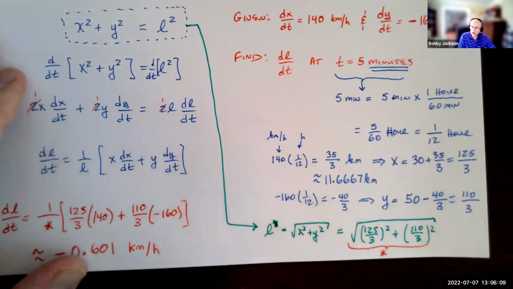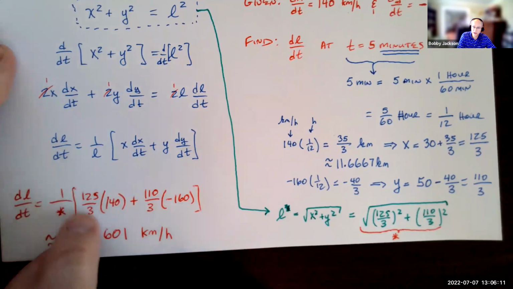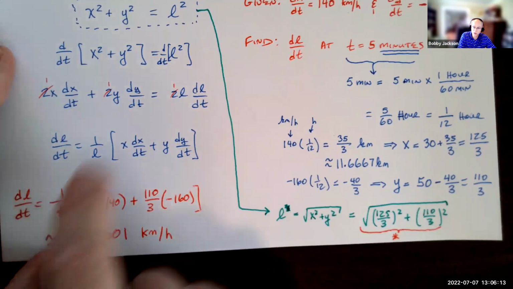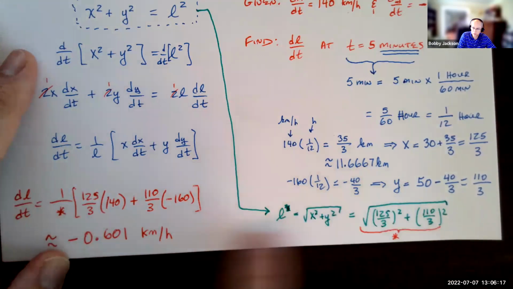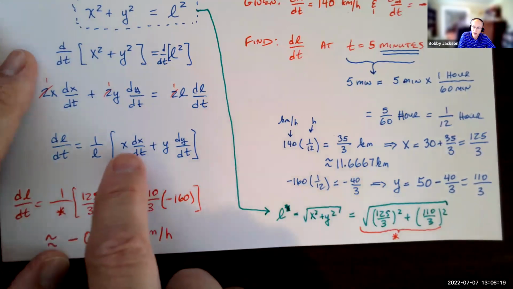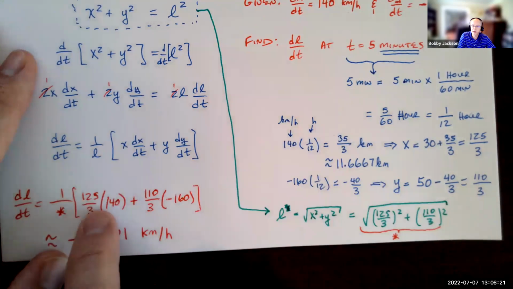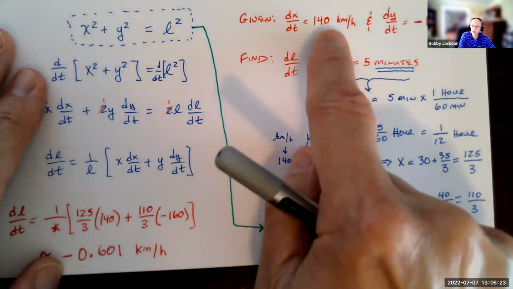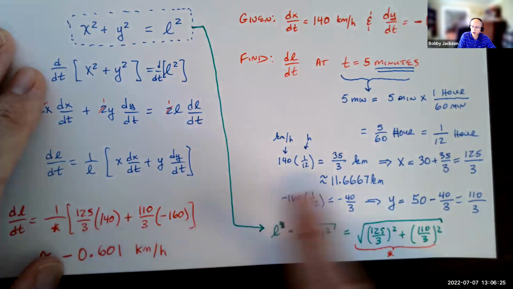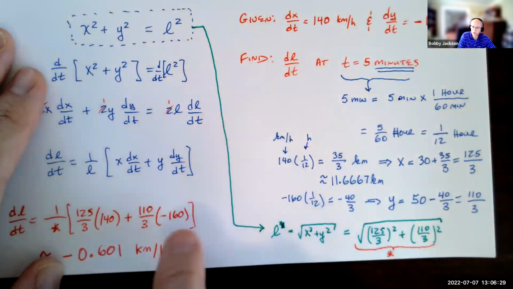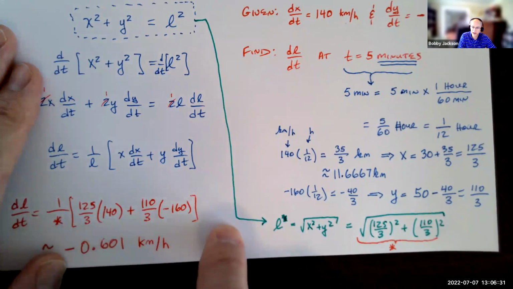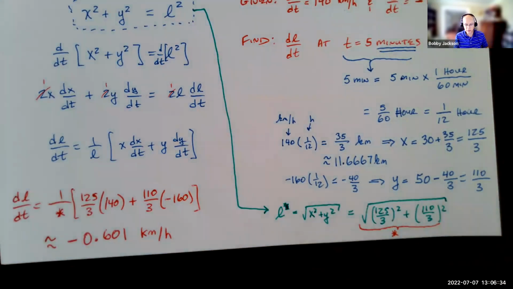So now I can plug in. Okay, so dL/dt is 1 over L. I just put an asterisk here, where asterisk is this number. So I'm going to plug that in there. X was 125 thirds. dx/dt we know is 140. Y was 110 thirds. dy/dt is negative 160. So you just need to evaluate all this, and that comes out to be that.